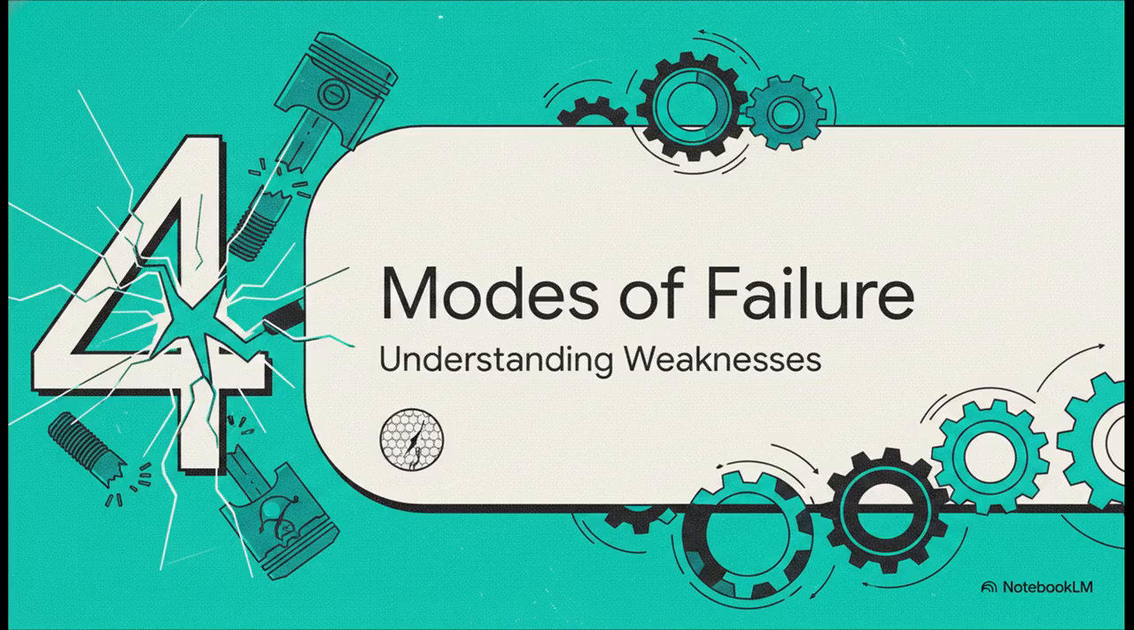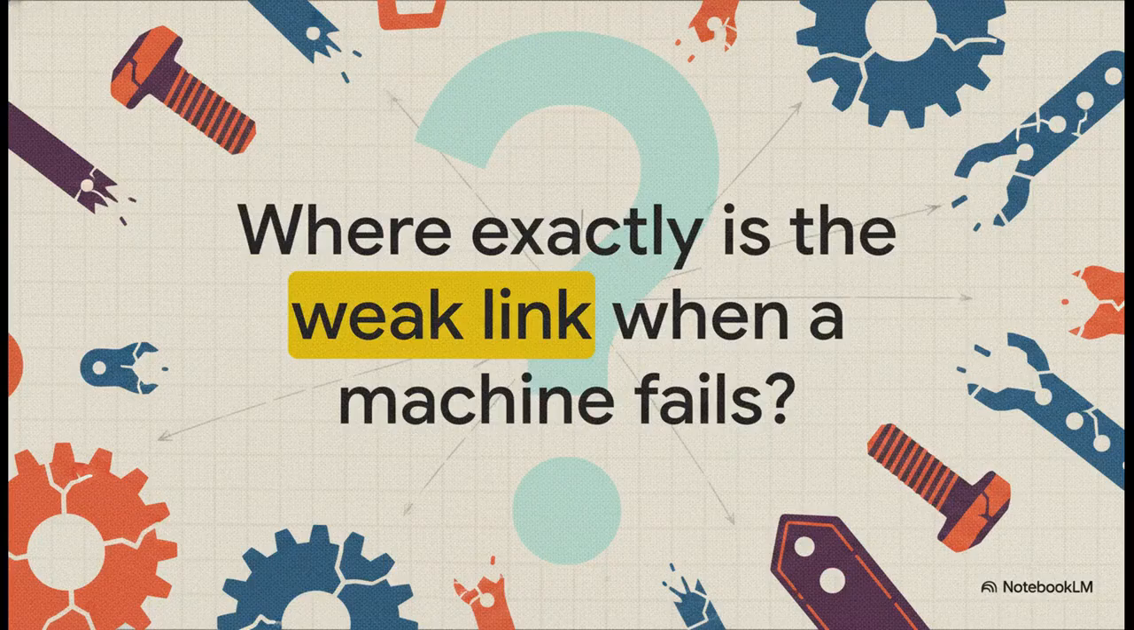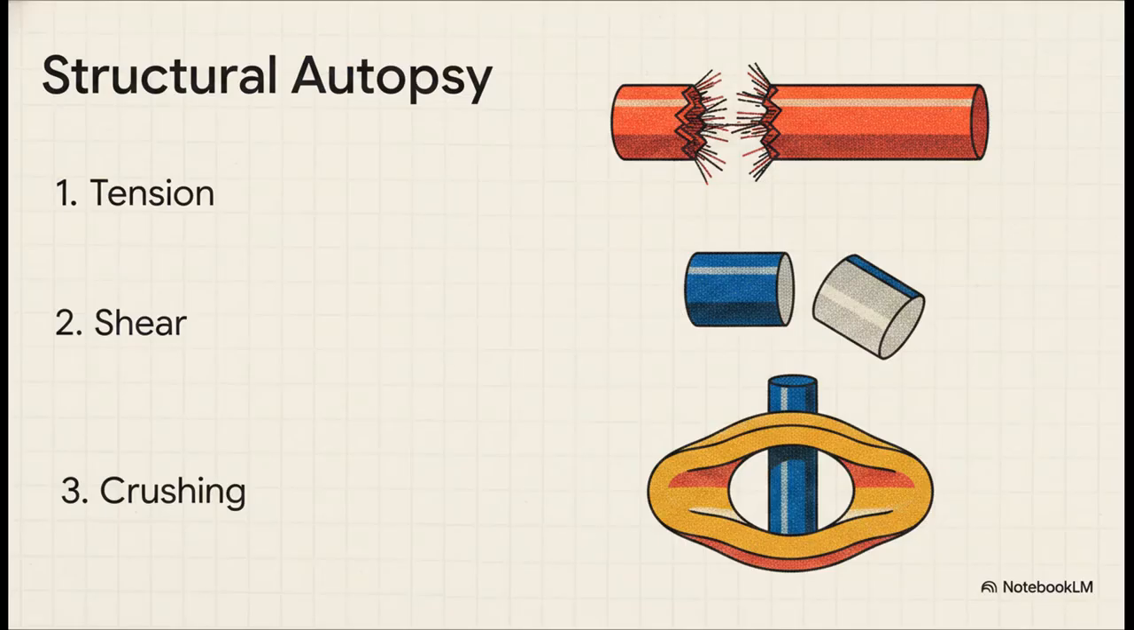Which brings us to section 4, understanding modes of failure. So here's a critical engineering question for you. When you pull a joint with, say, 10,000 pounds of force, and it finally gives way, where exactly is the weak link? Take a second, formulate a guess based on what we've covered so far. Well, if you guessed any of these on the list, you nailed it.